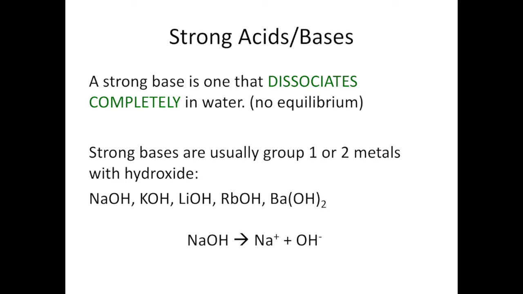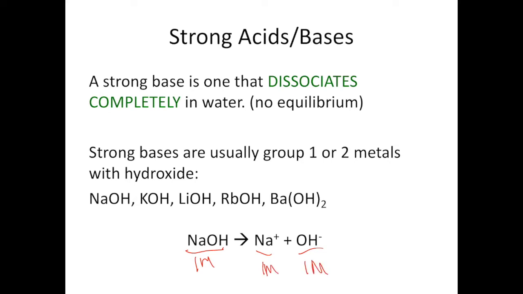And a strong base is the same thing. It dissociates completely in water. Strong bases are usually the group 1 or 2 metals, so your alkaline earth metals with hydroxide. So you get sodium hydroxide, potassium hydroxide, lithium hydroxide, rubidium hydroxide, barium hydroxide. Some of them are not soluble, so they are not considered strong. But anytime you have a representative element metal, so group 1 or 2, with your hydroxide, that's a strong base, and these guys dissociate completely in water.